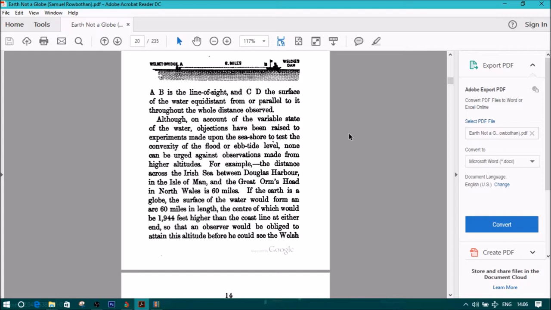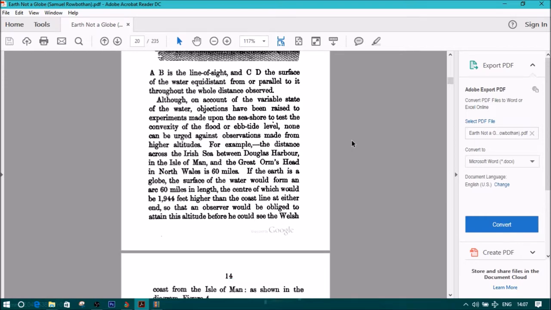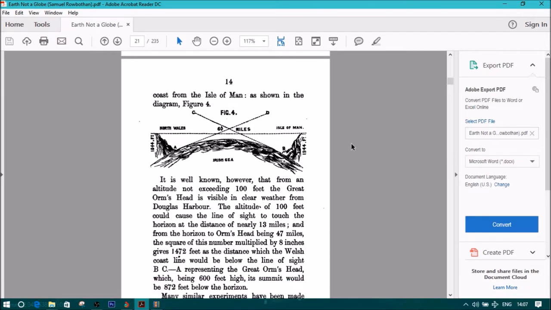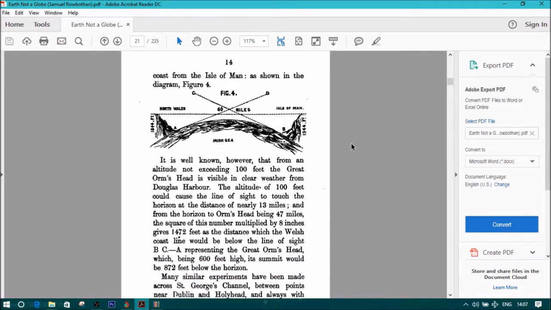Although, on account of the variable state of the water, objections have been raised to experiments made upon the seashore to test the convexity of the flood or ebb tide level, none can be urged against observations made from higher altitudes. For example, the distance across the Irish Sea between Douglas Harbour in the Isle of Man and the Great Orme's Head in North Wales is 60 miles. If the Earth is a globe, the surface of the water would form an arc 60 miles in length, the center of which would be 1,944 feet higher than the coastline at either end, so that an observer would be obliged to attain this altitude before he could see the Welsh coast from the Isle of Man, as shown in the diagram, figure 4.